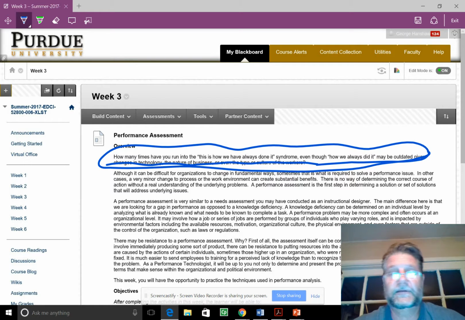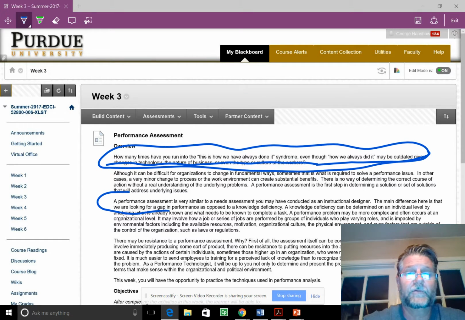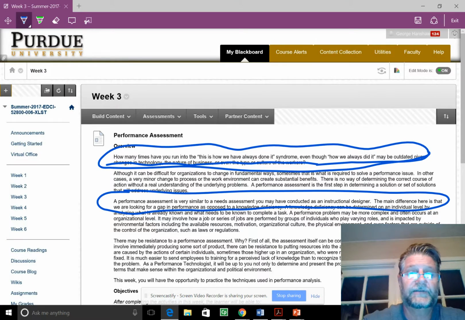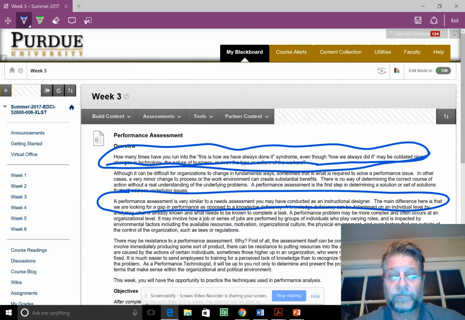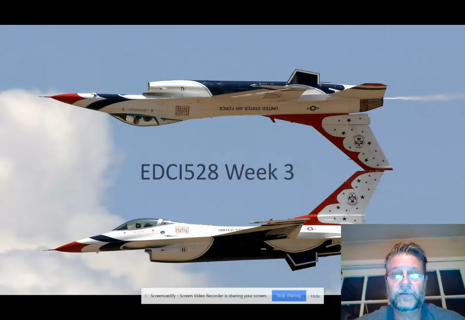This can be so entrenched in organizational culture that it is very difficult to remove, or there can be certain instances where it's rather simple to remove because new things are coming into place. We're also going to talk about a performance assessment and compare it to a needs assessment, because a performance assessment is different. There are plenty of different ways to do a performance assessment as well as a needs assessment, so throughout the week we're going to get into that.